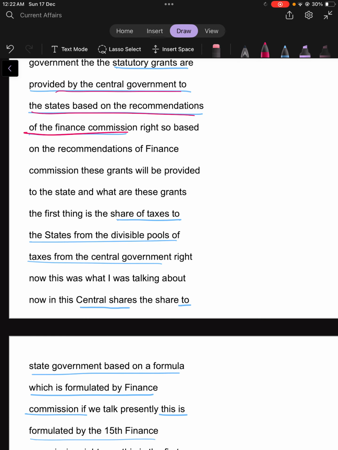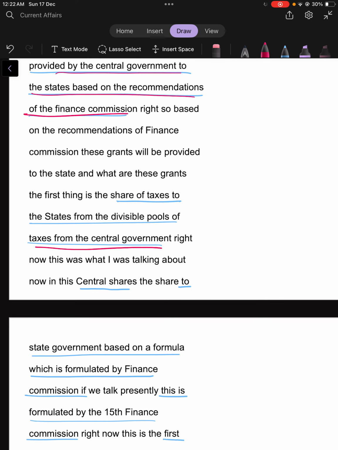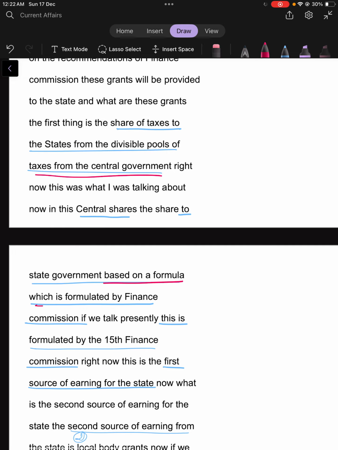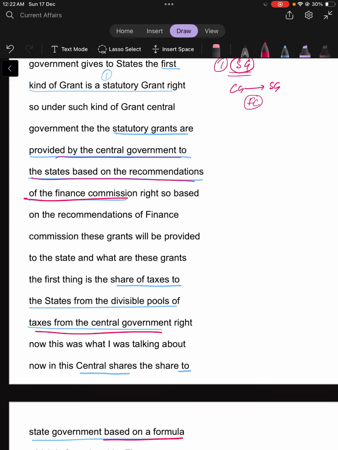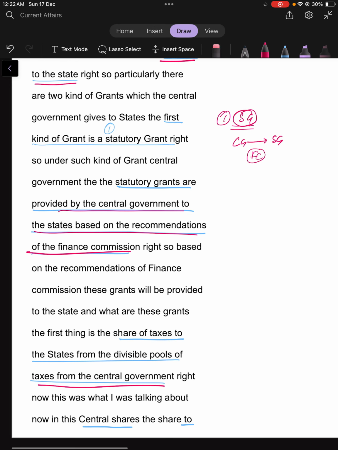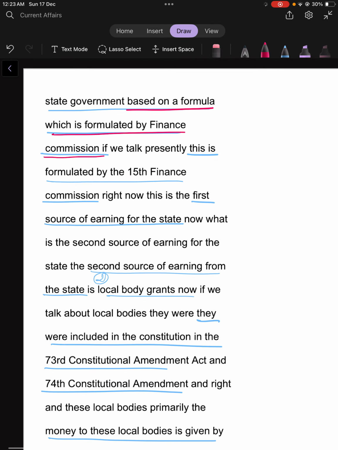The share of the taxes for the states from this divisible pool of taxes of the central government is based on the formula made by the Finance Commission. So statutory grant is provided from the central government to the state government based on the formula made by the Finance Commission. This is formulated by the 15th Finance Commission. So the first source of funding for the state is statutory grant.